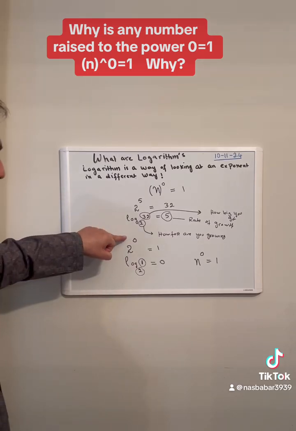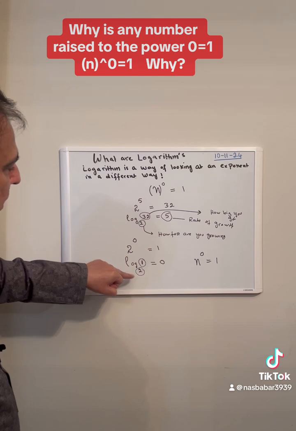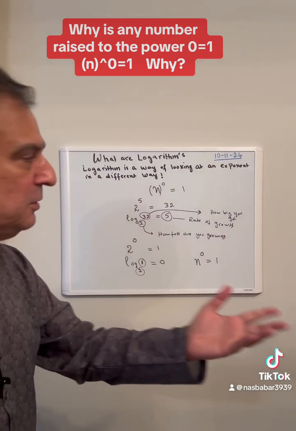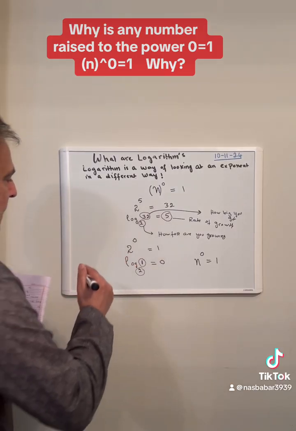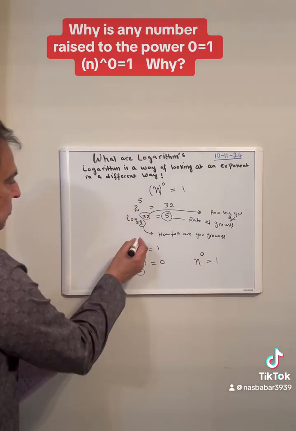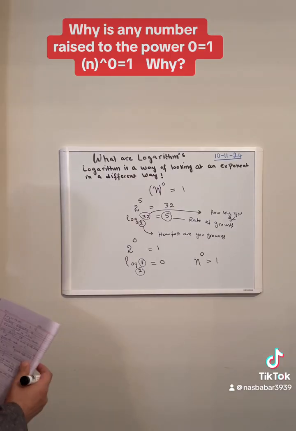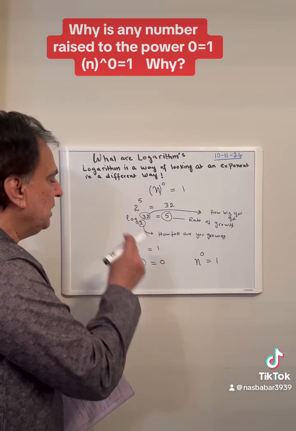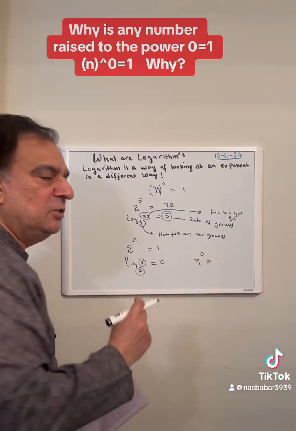Okay, I take the log of this right here. When I take the log, I say log base 2. 2 raised to the power what will give me 1, which is right here? 2 raised to the power 0 will give me 1. That's why I have 0 right here. So the rate of growth is 0. That is the reason you have n raised to the power 0 equal to 1.